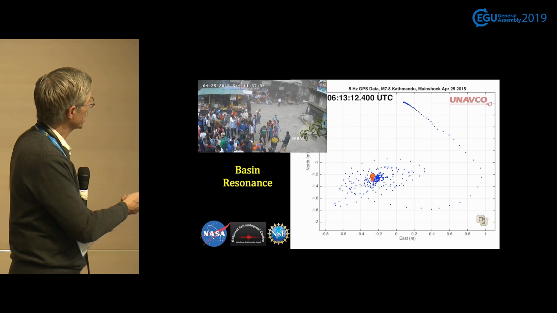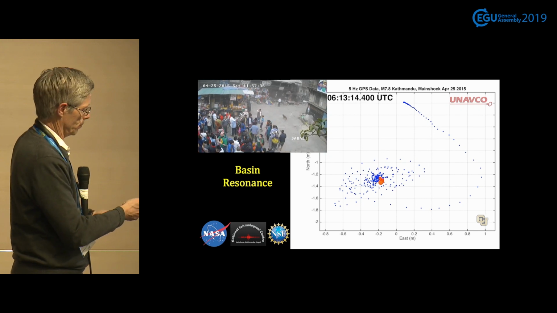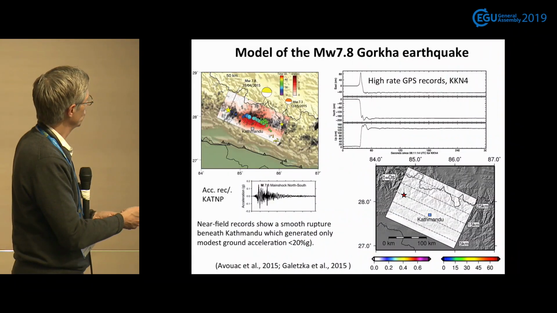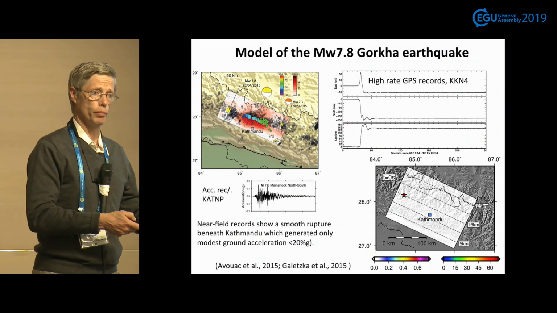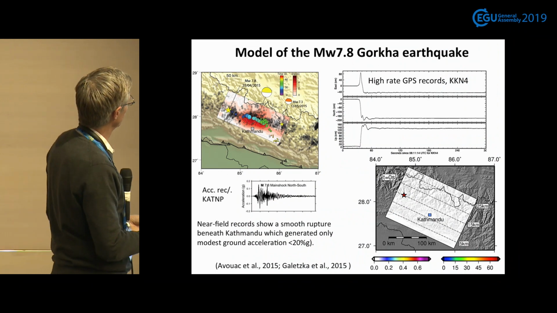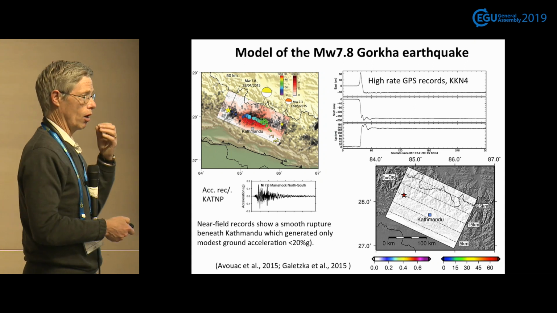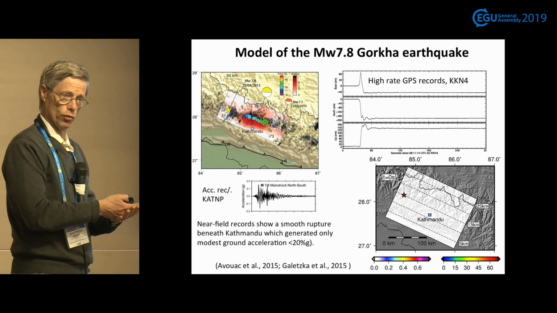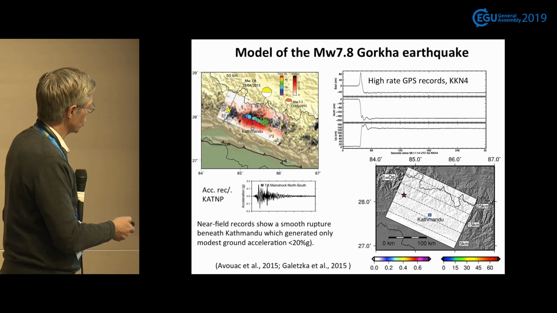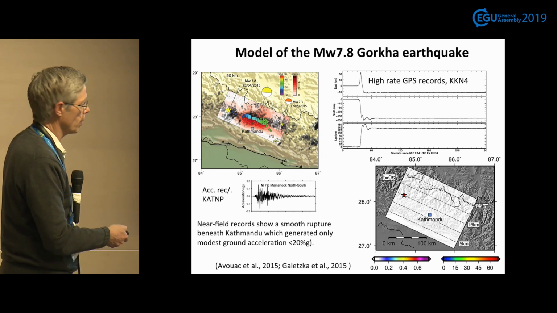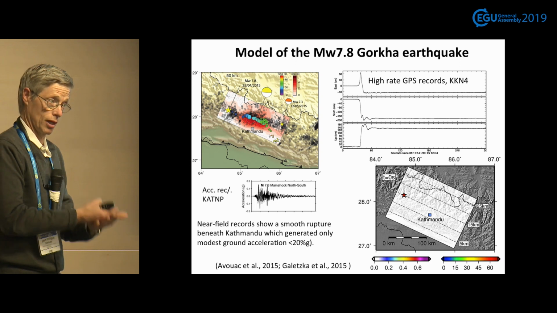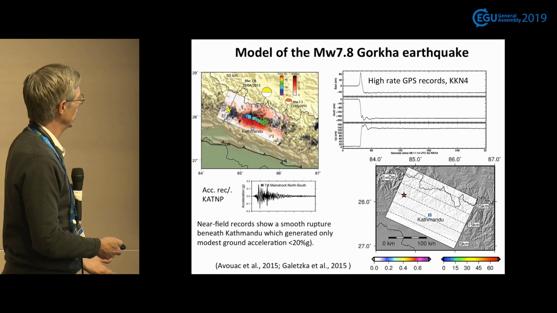And then we can use the GPS records to actually produce a model of the rupture during the earthquake. So what you're going to look at here is the time evolution of the slip rate on the fault as a function of time. And the color scale goes up to about 1 meter per second. So this is what's happening at depth on the plate interface.